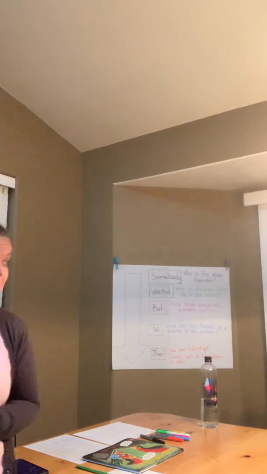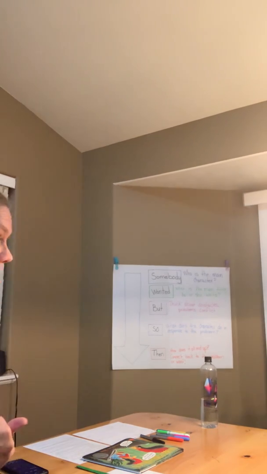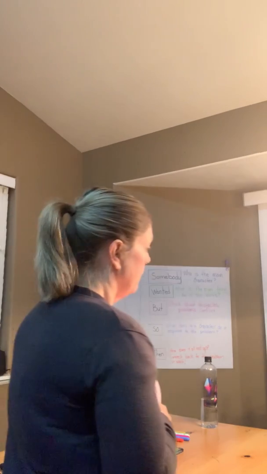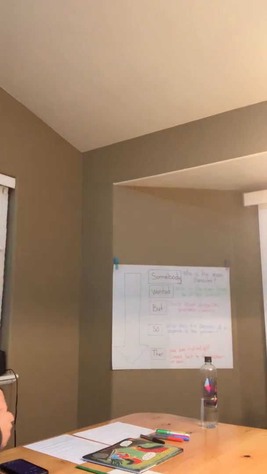Okay, so go ahead and get started. And I will come around and see if any of you need help. Go ahead and start writing. Remember, what's the first thing? The main character is somebody. So right, you write down the word somebody, Jackson. I did it. Okay, good.